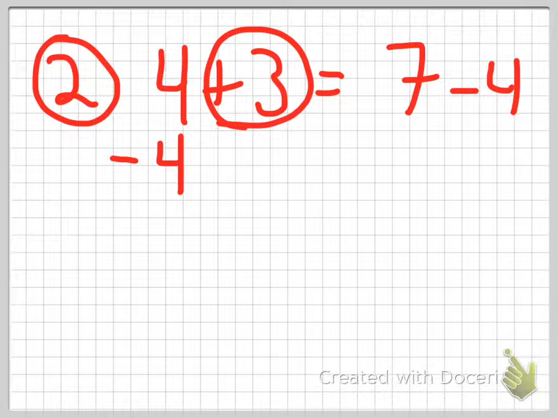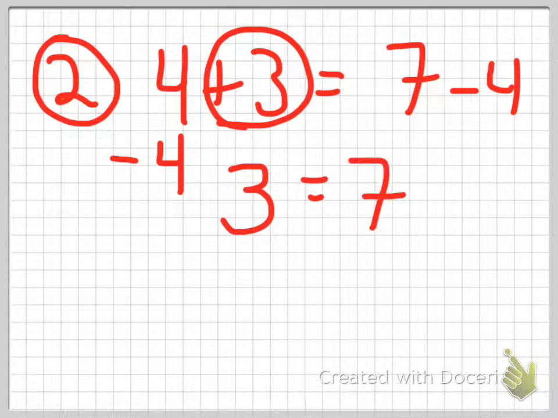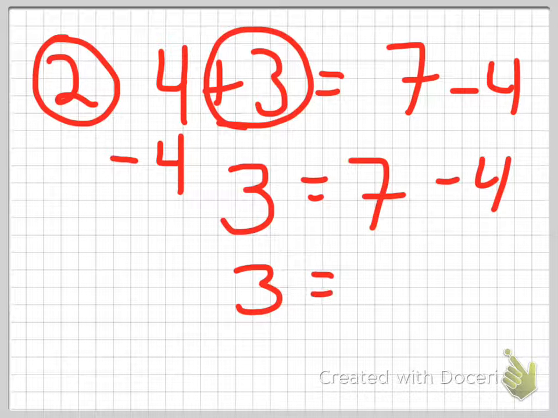4 subtract 4 is 0. And I'm left with 3 is equal to 7 subtract 4, because I had to subtract the 4 on the right side to keep the equation equivalent. Is 3 equal to 7 subtract 4? Take your calculator if you need to and confirm that 3 is still equal to 3.